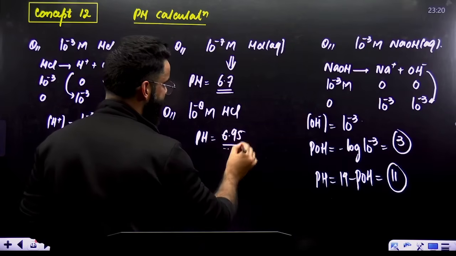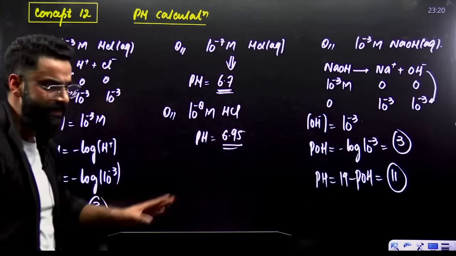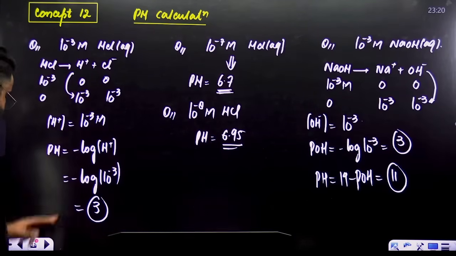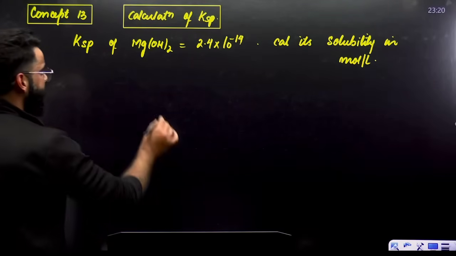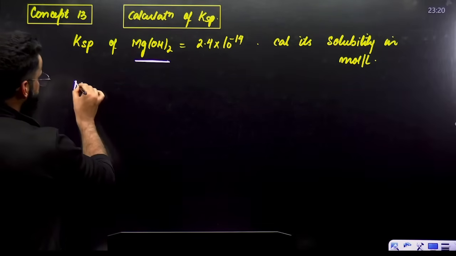It will be 6.95. These two values I want you guys to remember directly. Okay. Moving on to the next concept, that is calculation of KSP. How do we calculate the KSP? My dear students, you have Mg(OH)2.